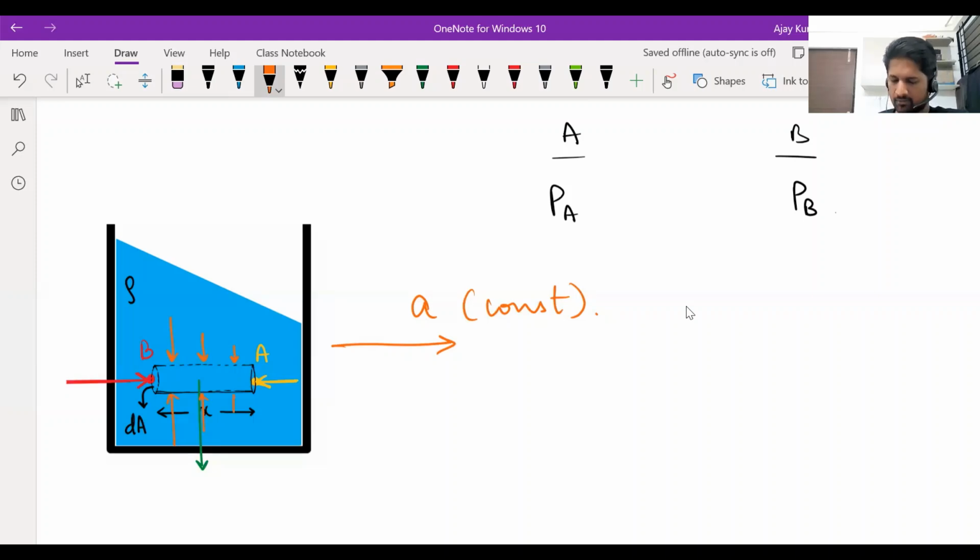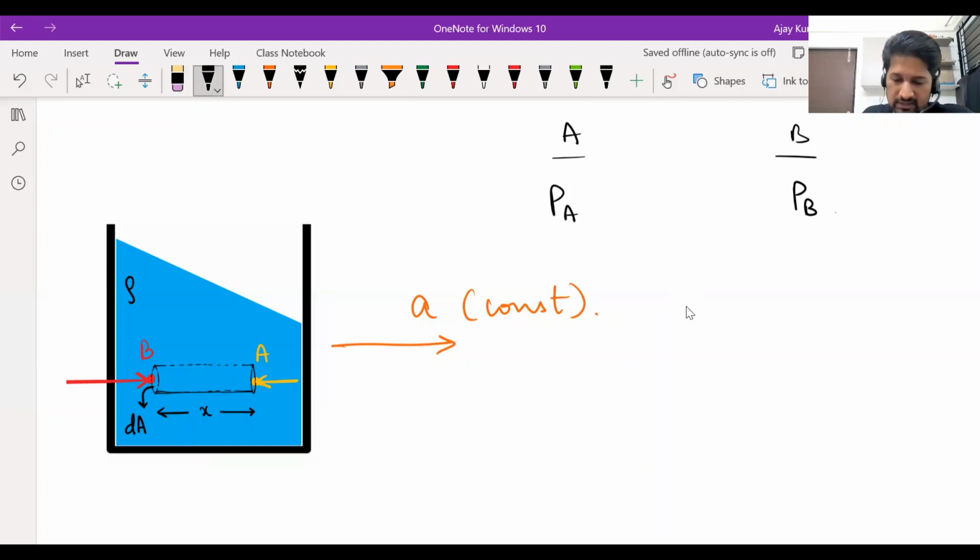But these vertical forces don't really matter now. We want the pressure difference between A and B. So you will have to write a force equation. Newton's second law you will have to write in the horizontal direction. So the vertical forces won't really matter. So I'm removing them from the diagram.